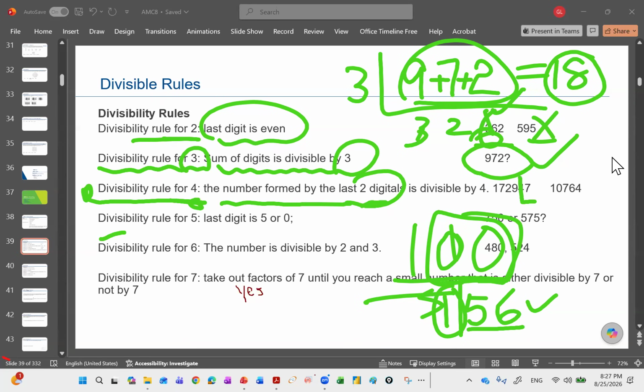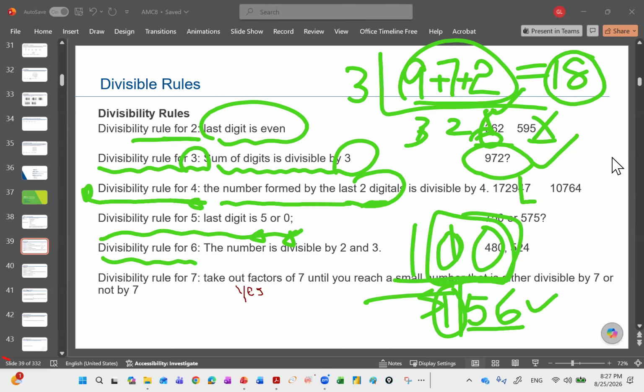But what about divisible by 5? You just need the last digit to be 5 or 0. Makes sense, right? What about divisible by 6?